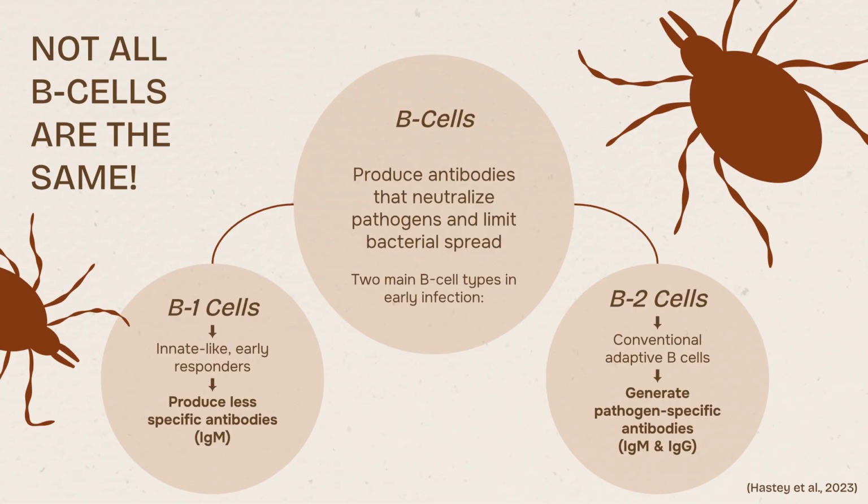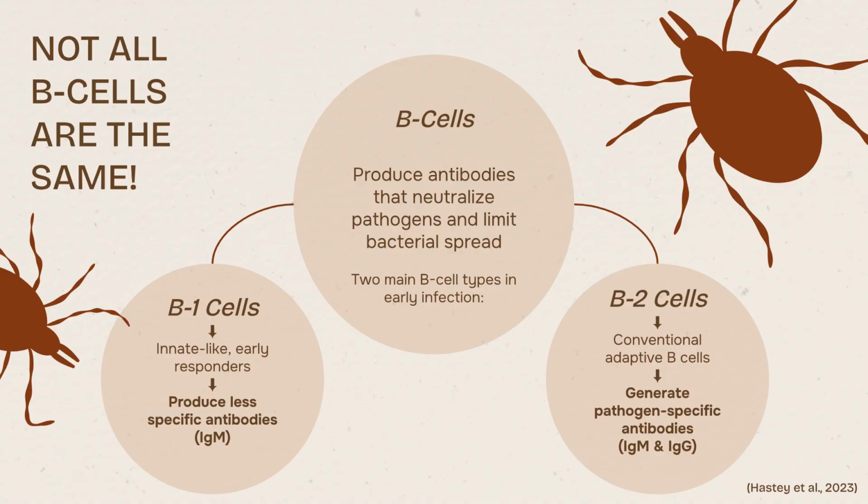Before looking at the data, it's important to understand that not all B cells are the same. B cells are a critical part of the adaptive immune system and are responsible for producing antibodies that help neutralize pathogens and limit bacterial spread. B1 cells develop early and create a more innate-like response, meaning they respond quickly but are less specific. B2 cells are the conventional adaptive B cells and are responsible for producing more targeted pathogen-specific antibodies. B1 cells mainly produce IgM early in infection, while B2 cells produce IgM first and then IgG later as the response becomes more specific.